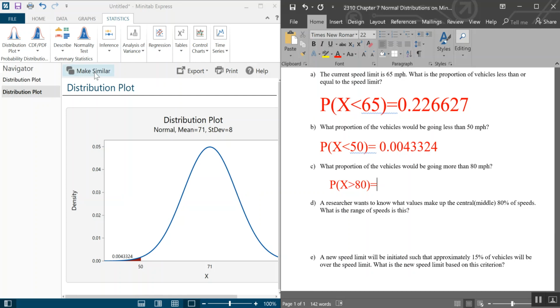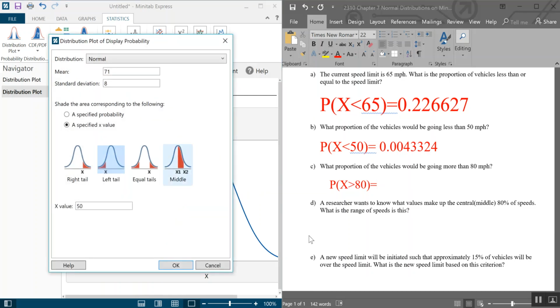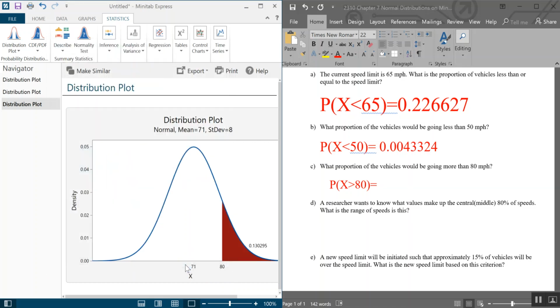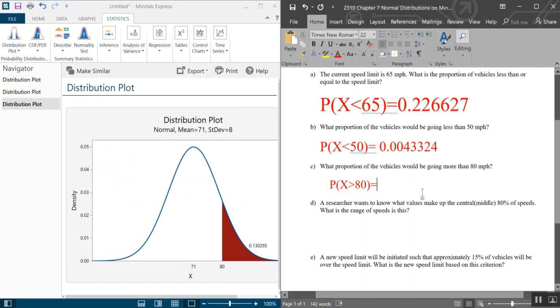So I'm going to hit make similar again, and then make the changes I need to get a greater than. So I want stuff to the right, and I want to change this to an 80. Notice that make similar button makes this much faster. Let's go ahead and hit OK. Alrighty, there we are.